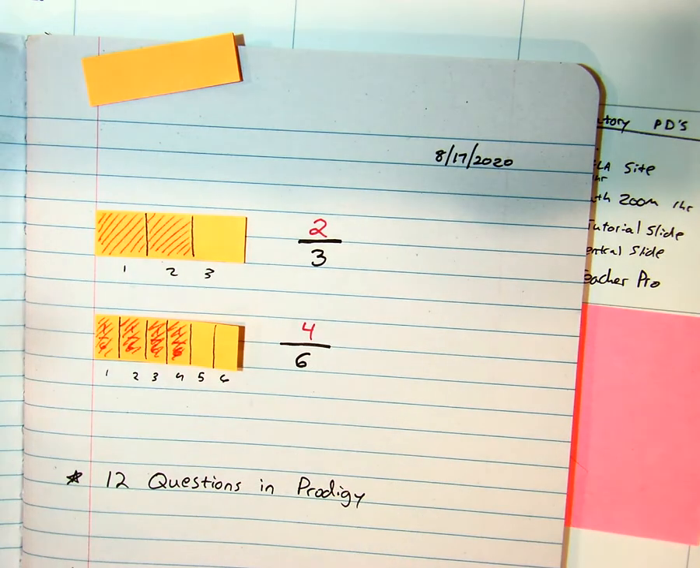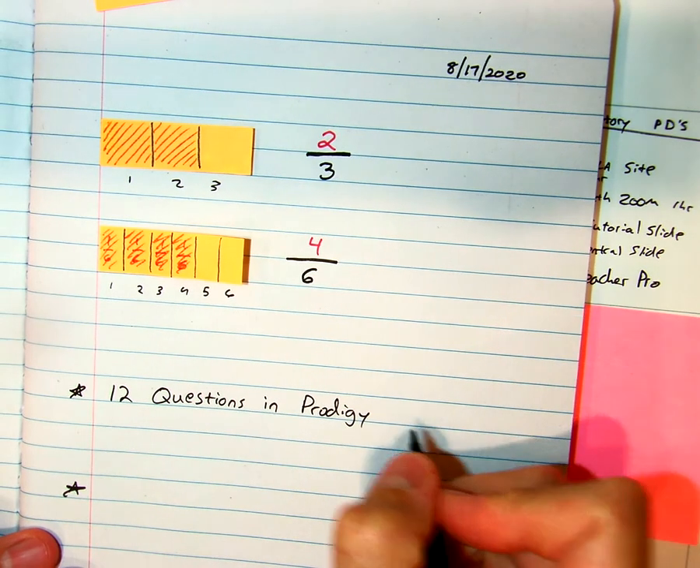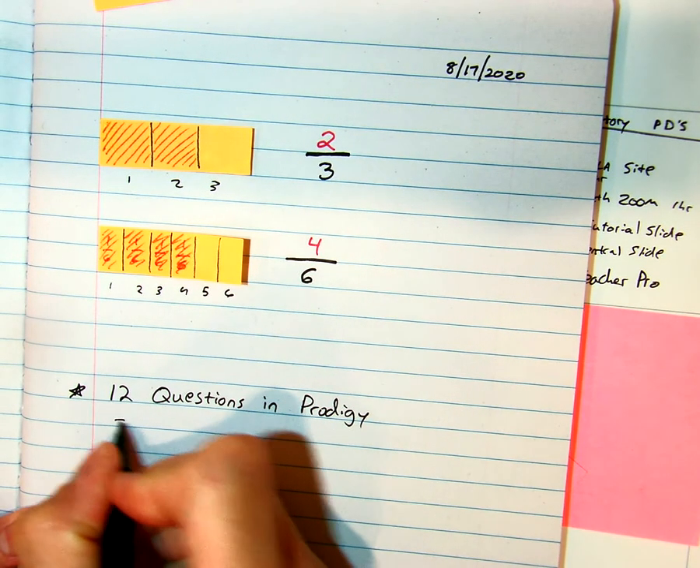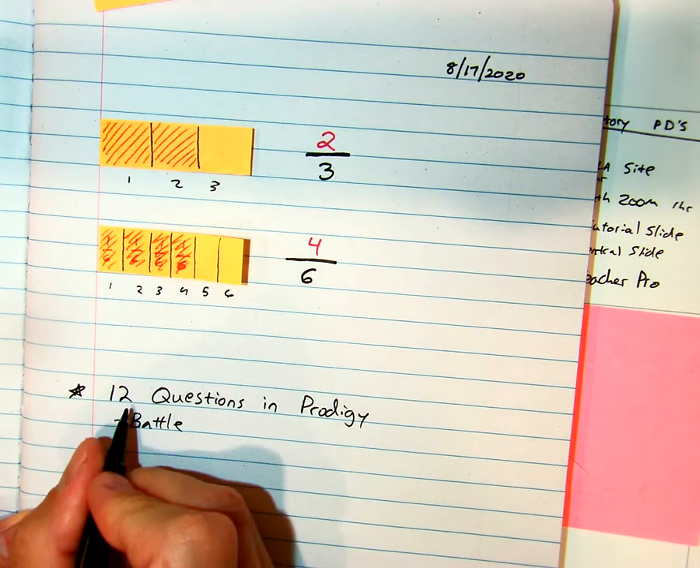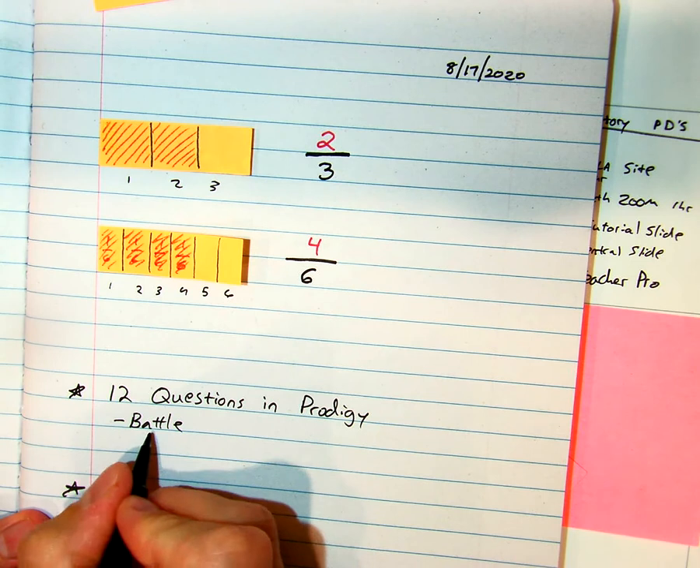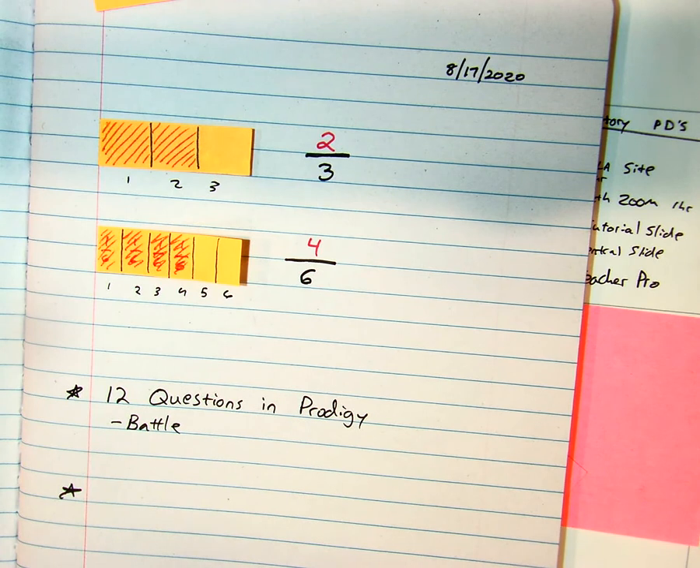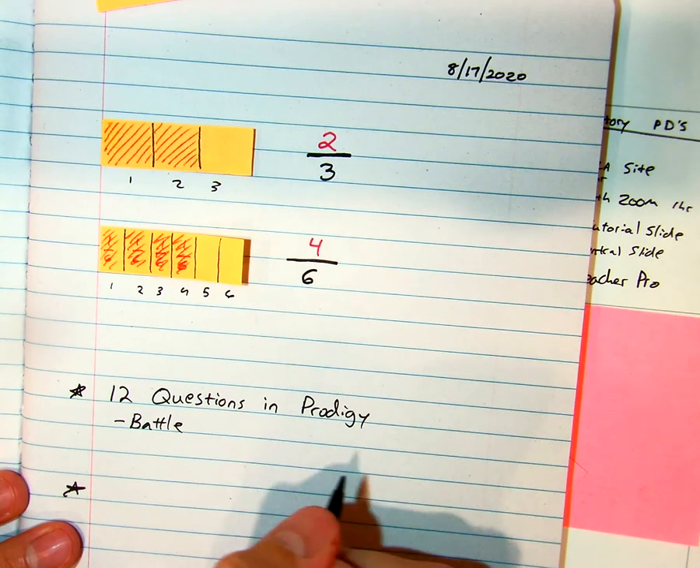Now, to see how much you know about equivalent fractions, I have loaded 12 questions into Prodigy. So when you get into Prodigy, you're going to need to battle. Inside the battle, I've hidden the 12 questions. If you go into Prodigy and just mess with your avatar and don't battle, you won't get the questions. If you don't do the questions, I'll see it, and I'll be following up with you. But you need to get in, and you need to battle for 12 questions.